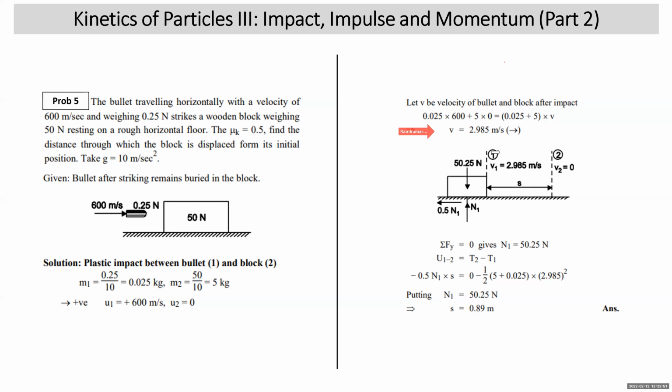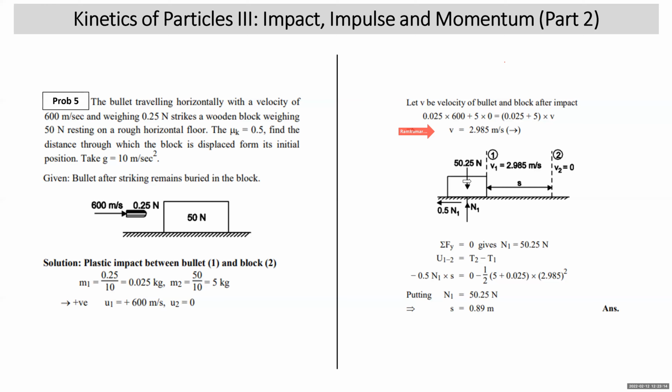So in the second position, work energy principle is always applied between two positions. How do you identify two positions? Where velocities are known. In position 1, velocity is 2.985 meter per second. This is the velocity of the bullet and block just after impact. How long will this block keep on moving to the right? Till it comes to rest. So we are considering that the block moves towards right by distance s and then it comes to rest.